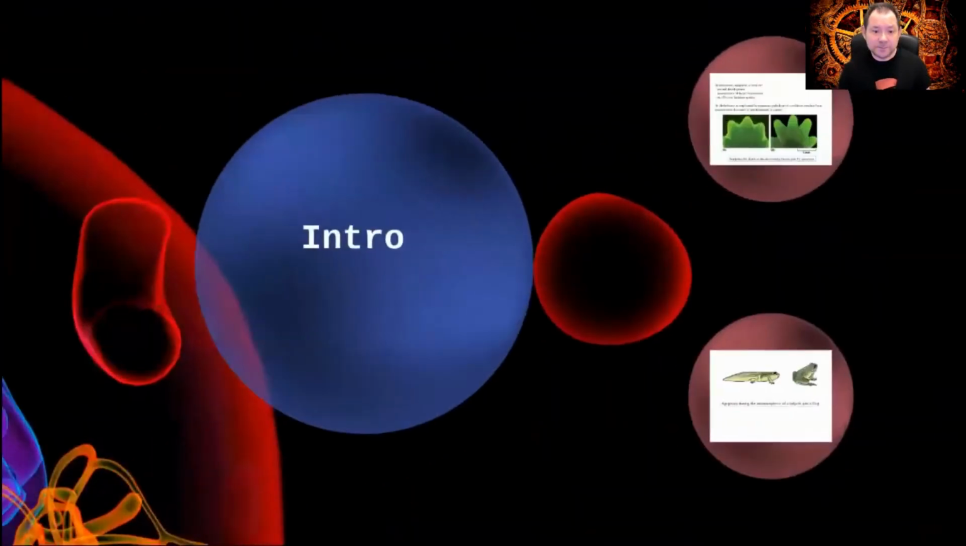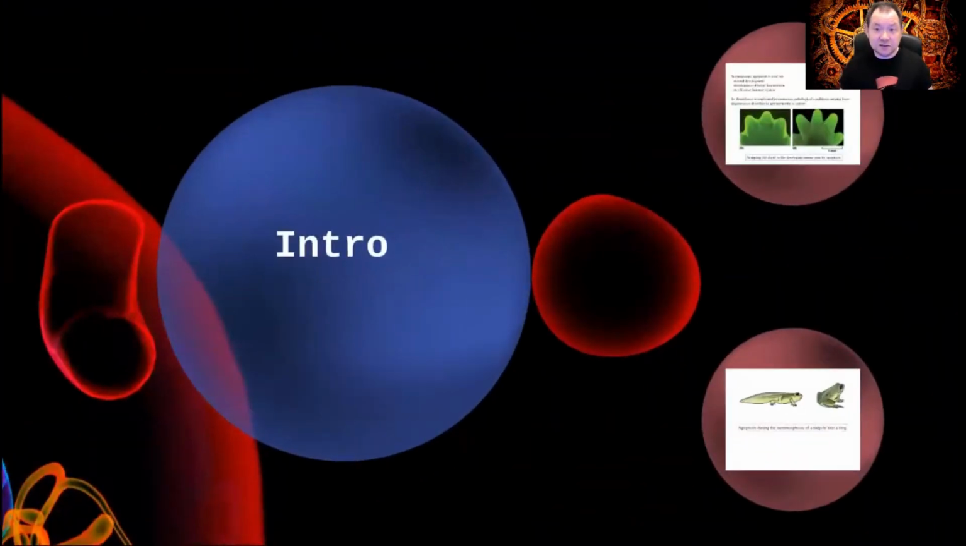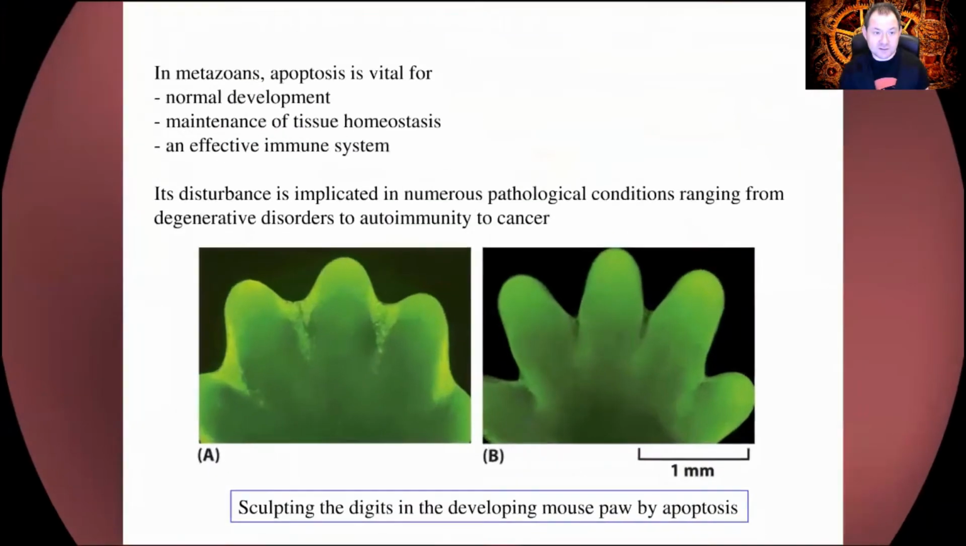Okay, so let's get started. So I'm going to be talking about a couple of different forms of cell death, apoptosis, autophagy, and a little bit of necrosis, but I'll mainly be focused on apoptosis. So what does it do?